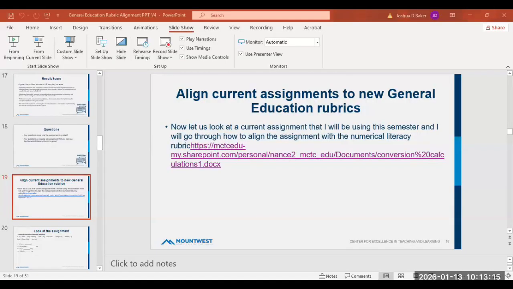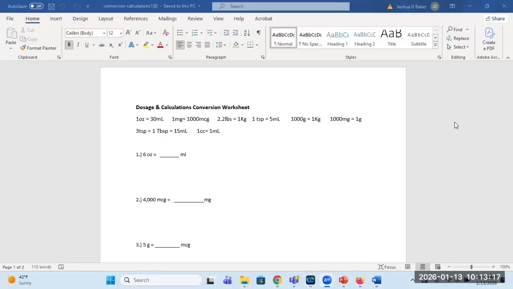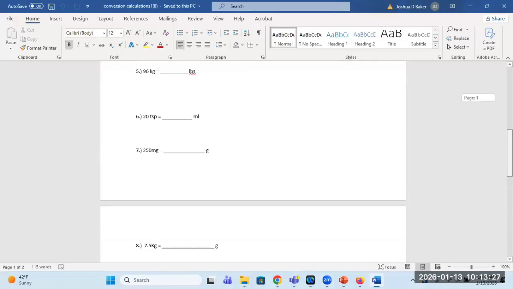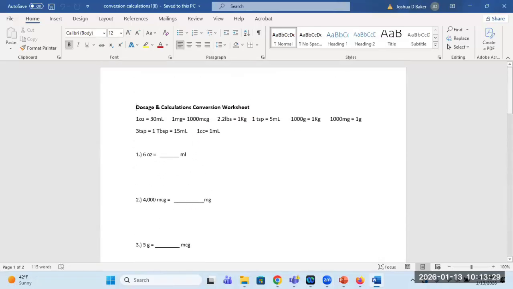All right, so this is just a standard conversion worksheet. I'm sure the math people know all about this. We have to review it because I do it in the beginning classes and I do it in the second semester classes. So it's just the common. So then I'm going to show you how I aligned it.